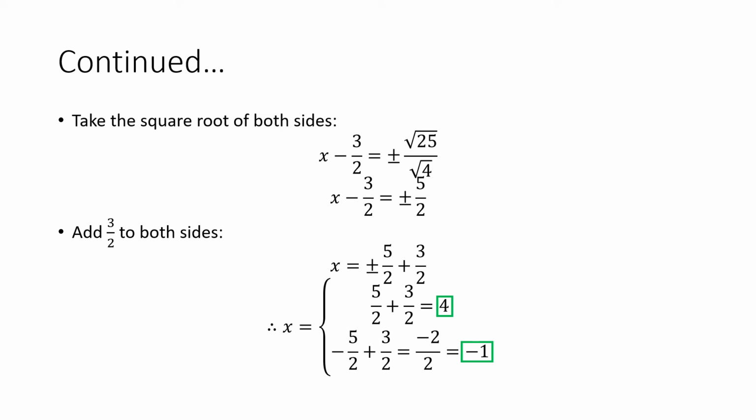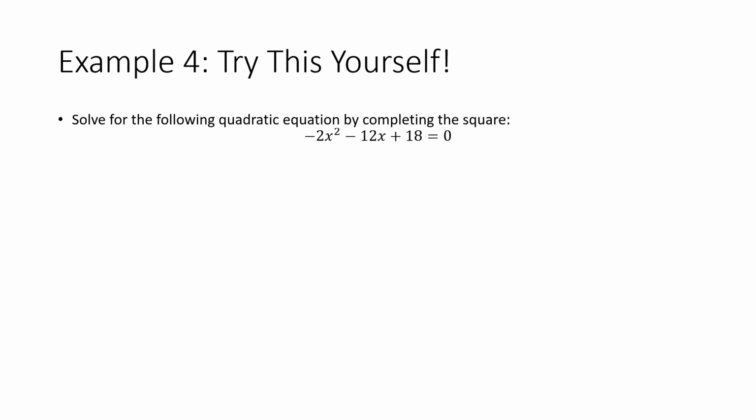Now you've seen me solve 3 examples. So why not give it a shot yourself? Solve the following quadratic equation by completing the square. We've got negative 2x squared minus 12x plus 18 is equal to 0. So go ahead, pause the video now, and give this a shot. Assuming you have given this a shot, I'll give you the solution now.